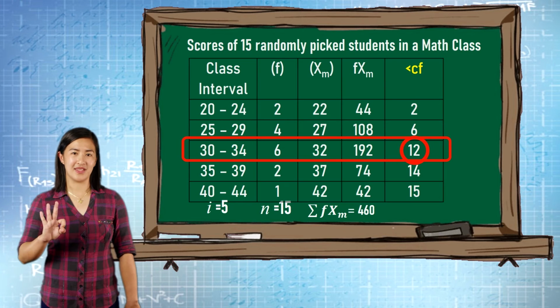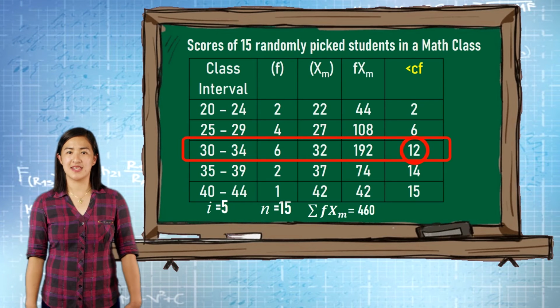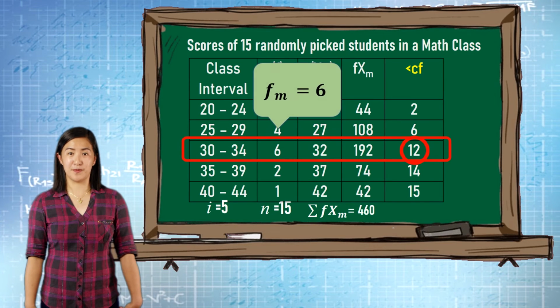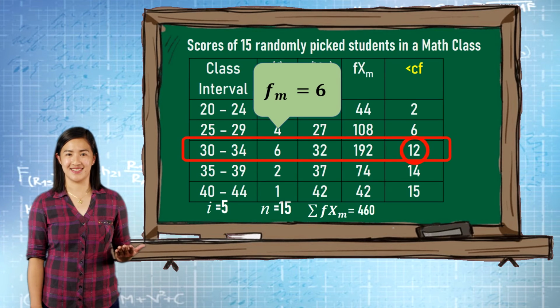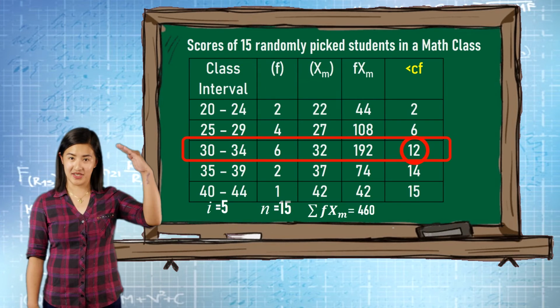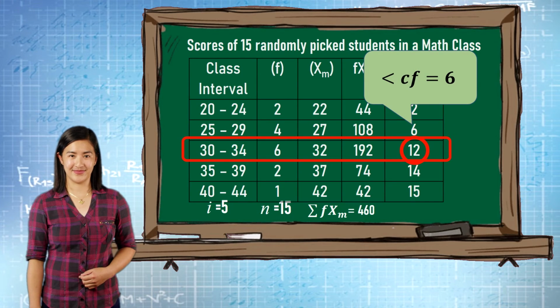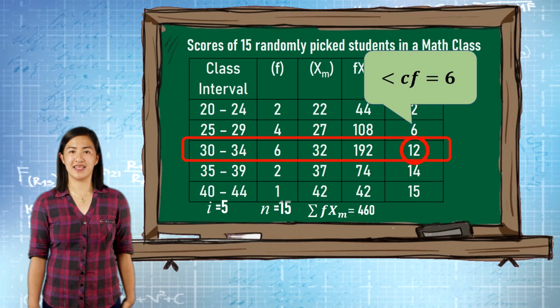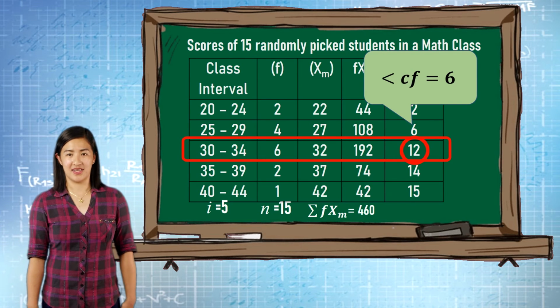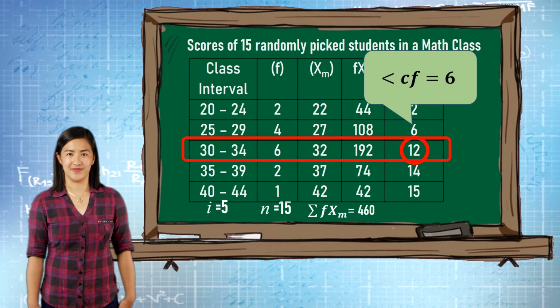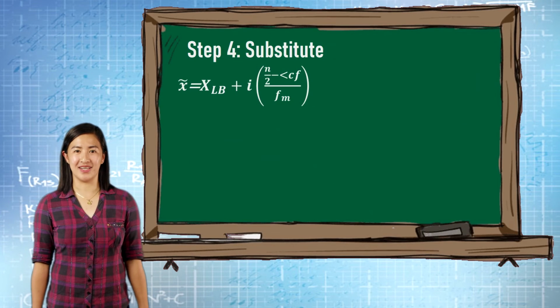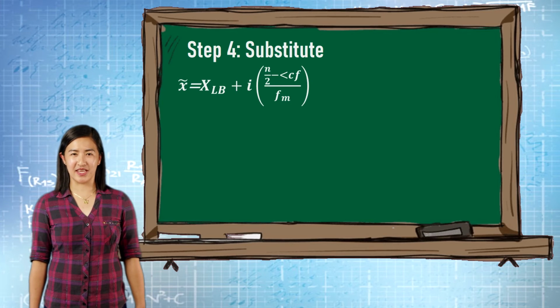Step 3. Determine the other values needed to solve the median. Frequency of the median class, or F sub M, is 6. Less than cumulative frequency above the median class is also 6. Size of the class interval, denoted by I, is 5. Step 4. Substitute all the values in the formula.